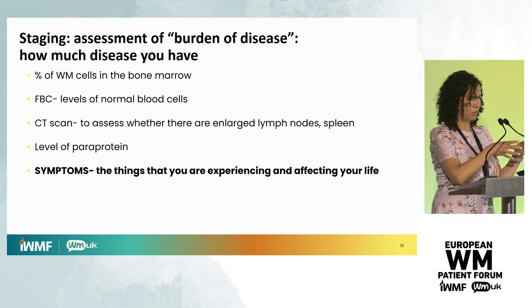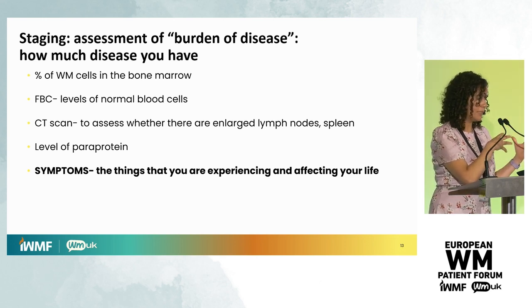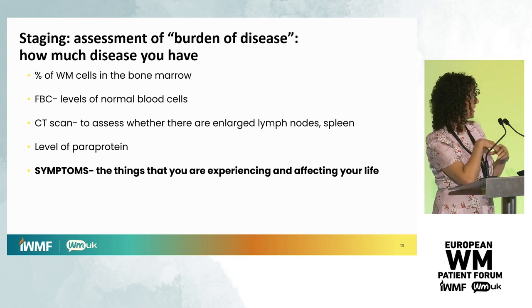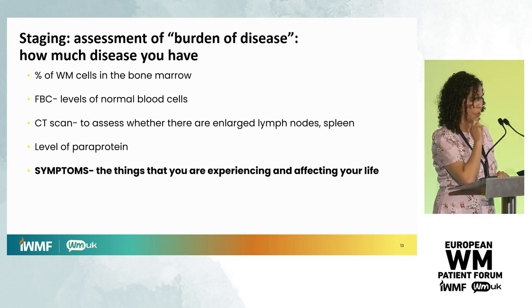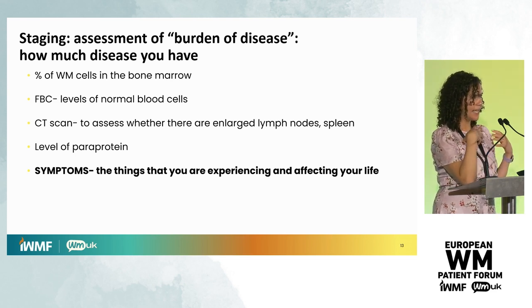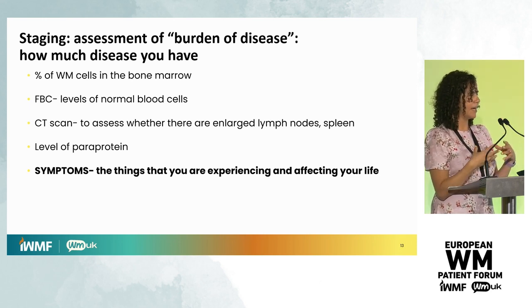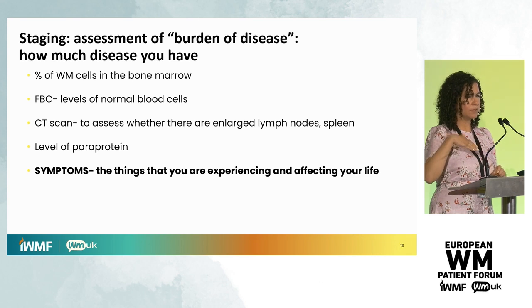So like I said, the Waldenstroms can affect your bone marrow. So we might want to see how many of the cells we can see in your bone marrow are the abnormal cells compared to your normal blood cells. So that's the percentage of Waldenstrom cells in your bone marrow. We may look to assess the burden by just simply looking at your full blood count to see how much of the normal cells you're still producing. As I said, we may use a CT scan to get an assessment of the nodal burden of disease, so how enlarged your lymph nodes are, how enlarged your spleen is, and then also we'll do the blood test to check the level of the paraprotein.